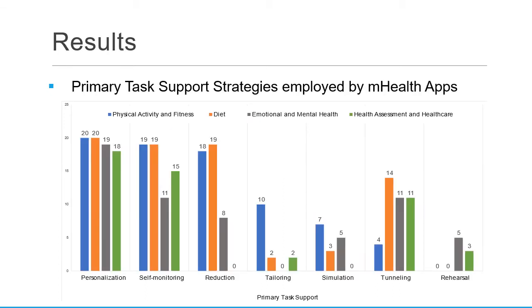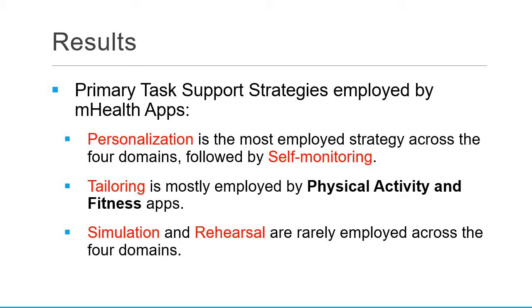In the next few slides, we will discuss the results of our comparative analysis. The current slide shows the primary task support strategies employed by the various mHealth apps across the 4 domains. From this chart, it is clear that personalization is the most employed strategy across the 4 domains, followed by self-monitoring. We also found that tailoring is mostly employed by apps in the physical activity and fitness domain. Simulation and rehearsal, however, are rarely employed by apps in the 4 domains.